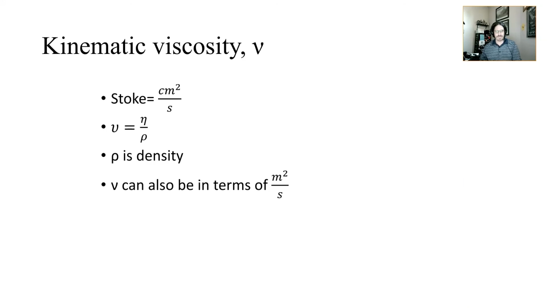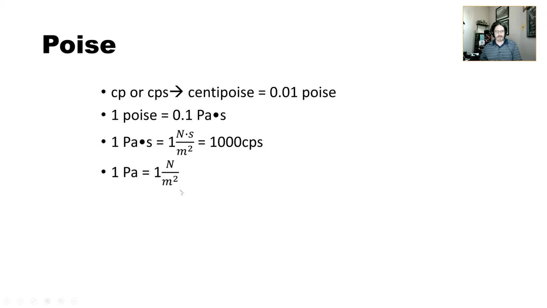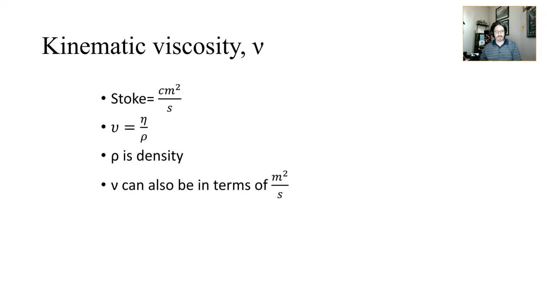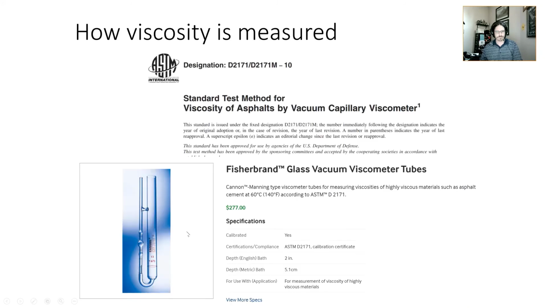Kinematic viscosity is given in Stokes, which is centimeters squared per second. The Stokes, or kinematic viscosity, equals, and I already forgot my own word, the shear viscosity, excuse me, that was bad of me. The shear viscosity over density, and the kinematic viscosity can also be given in terms of meters squared per second.